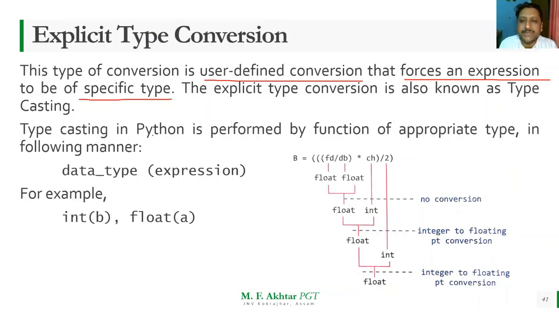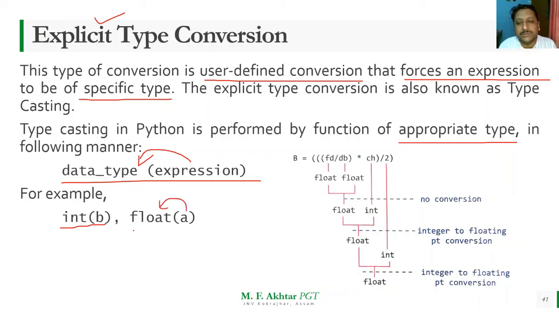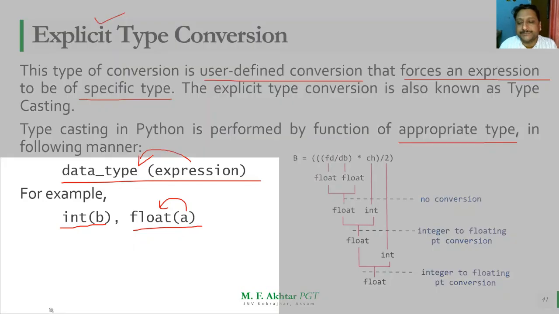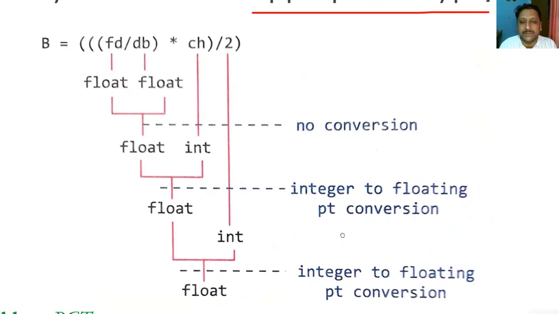Then we have to use explicit type conversion. Typecasting in Python is performed by a function of the appropriate type in the following manner: data type and expression. We give the data type and the expression to convert the whole expression to this data type. Say, for example, if we want to convert b to integer type, we write it like this. If we want to convert a to float type, we write it like this. See the example here to understand it clearly.